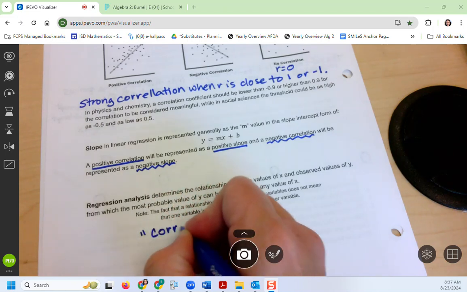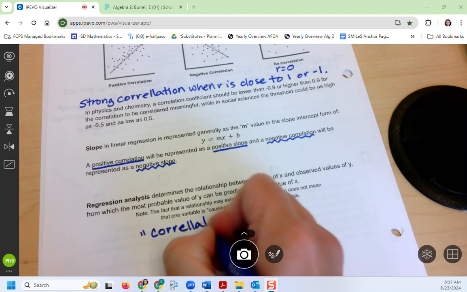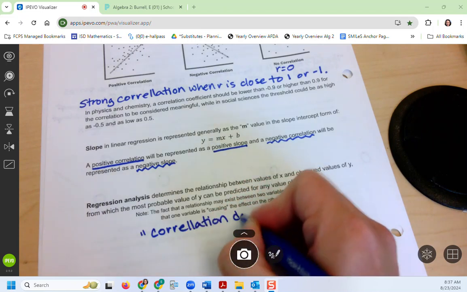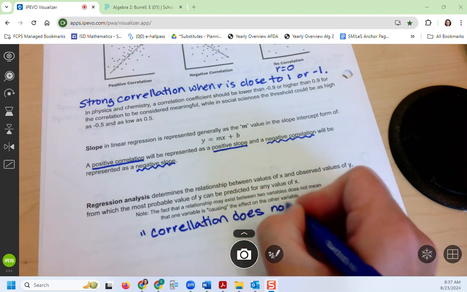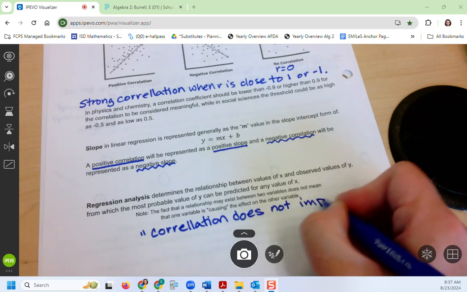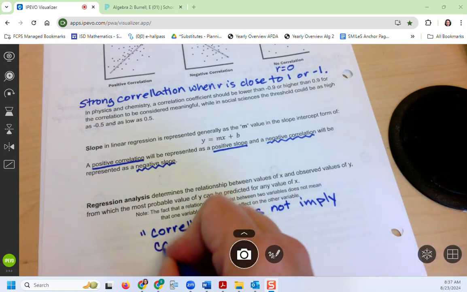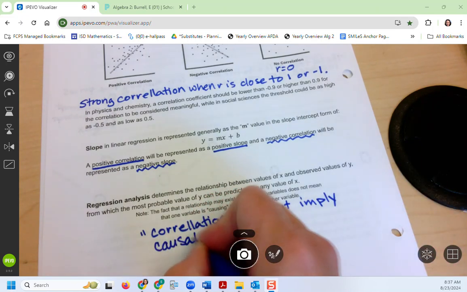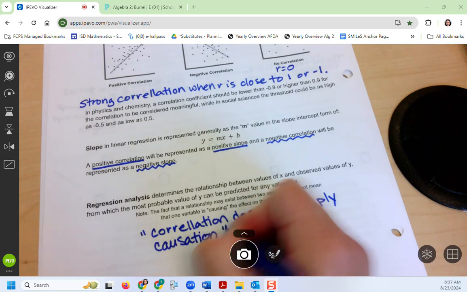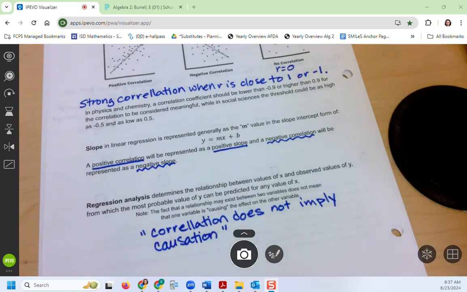Okay? So this note is a famous quote. The famous quote is, correlation does not imply causation. Okay, so just because two things happen and they seem to be correlated doesn't mean that one causes the other. All right, it is time to take out our computers for Desmos.